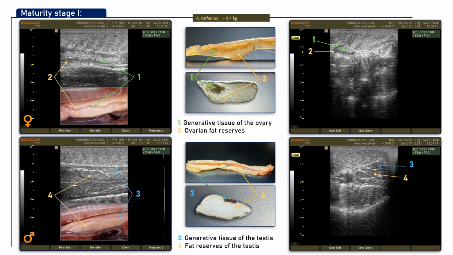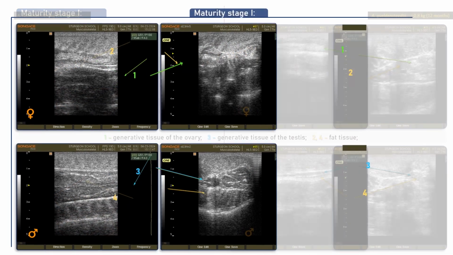As shown in the slide, dark anechogenic fat occupies most of the visualized area of the gonad. The ovarian generative tissue is visualized as a gray hypoechogenic stripe with jagged edges and is surrounded by fat both above and below. The generative tissue of the testis is tightly adherent to the abdominal wall and is visualized as a smooth stripe that is darker than fat, with a well-defined smooth lower edge with a bright hyperechogenic band formed by the testis sheath.